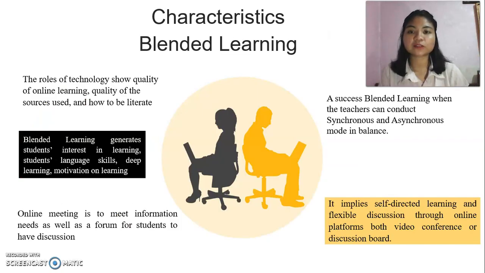The characteristics of blended learning. The roles of technology show quality of online learning, quality of sources used, and how to be literate in the 21st century learning skills. Yes, they are practiced to be more independent. Yes, they are trained to have more autonomous learning. Yes, and then they are trained to have more critical thinking and also deep thinking.